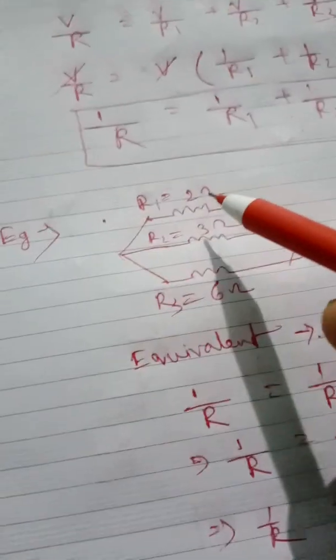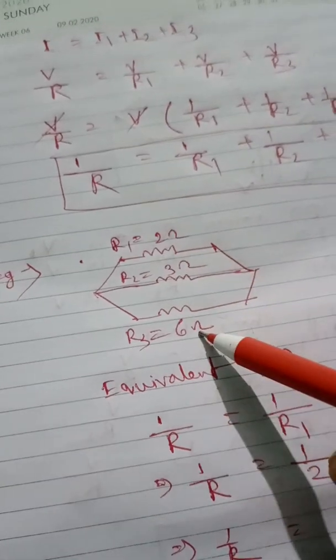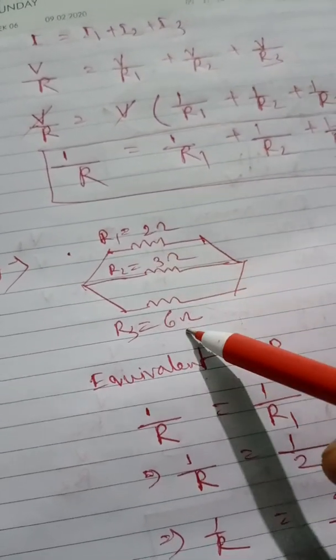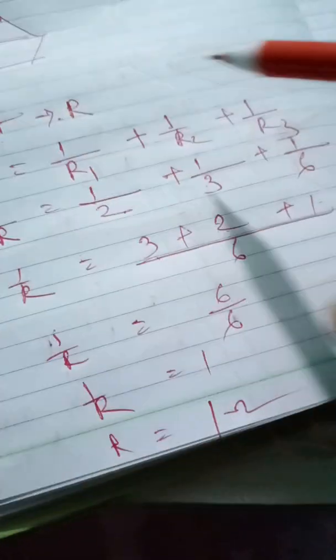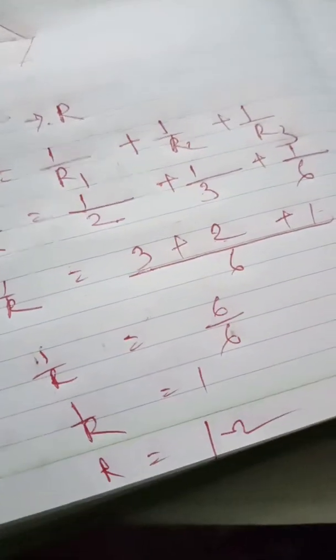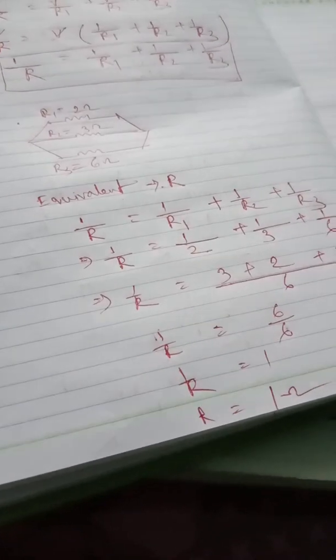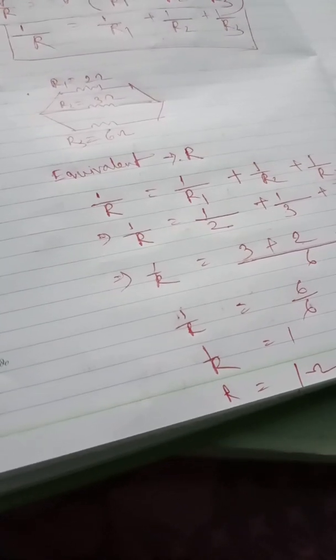So here we connect these three resistances, 2 ohm, 3 ohm and 6 ohm, in parallel combination. The resultant becomes 1 ohm. So here we can say that in the parallel combination the resultant resistance is decreased. When the resultant becomes 1, that means it is less than all of the three resistances.